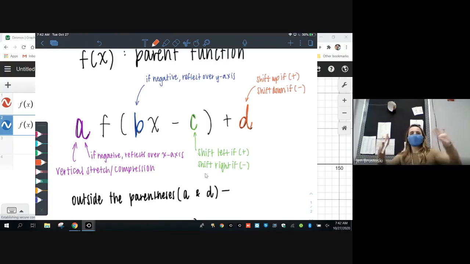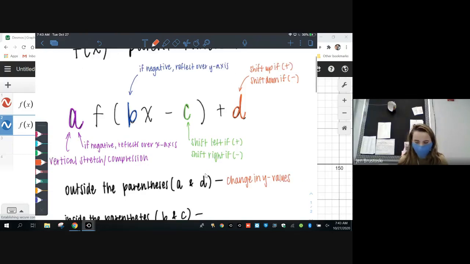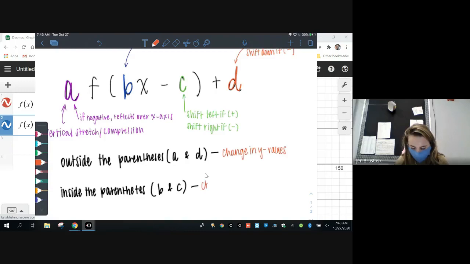Here's one thing that I want you to know. If you are outside of those parentheses, so if you're changing A or D or both, what you're changing is your y values. So if you're outside the parentheses, you are doing a change in y values. If you are inside the parentheses, that's a change in x values.